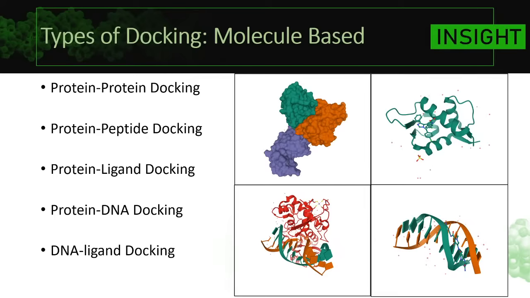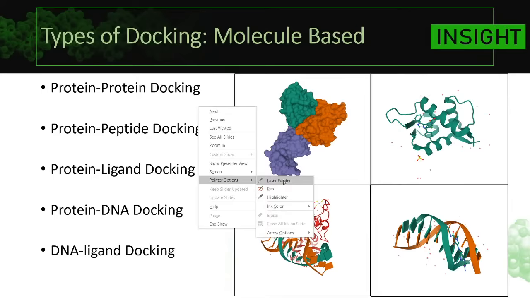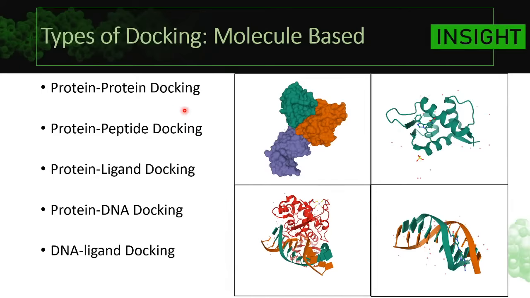Docking can also be classified based on the types of molecules used. Dockings are usually applied for various types of molecules. We have protein-protein docking, of course, as the name suggests, studying the interaction between two proteins. That means given two proteins, how likely they are to interact with each other, what is their energy, and which parts of the proteins are interacting, that is, which amino acids are involved in the interactions, etc.